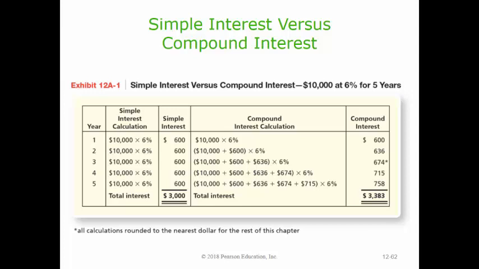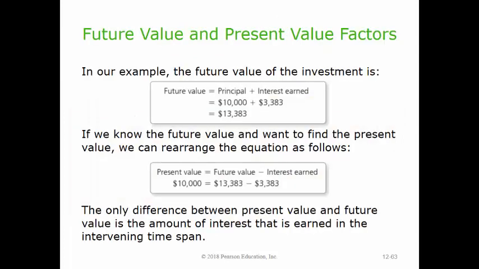Over the life of the investment, the total amount of compound interest is more than the total amount of simple interest. Most investments yield compound interest, so we assume compound interest rather than simple interest for this chapter. The future value of the investment is calculated by adding the principal plus the interest earned. Present value is equal to future value minus interest earned.